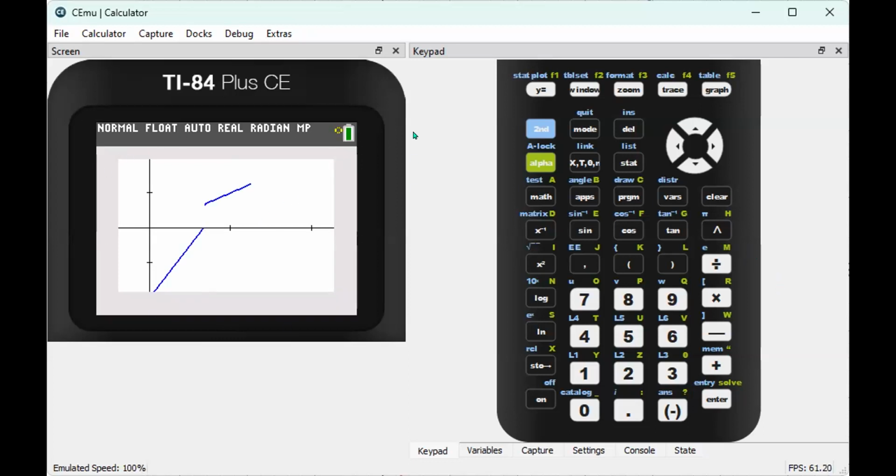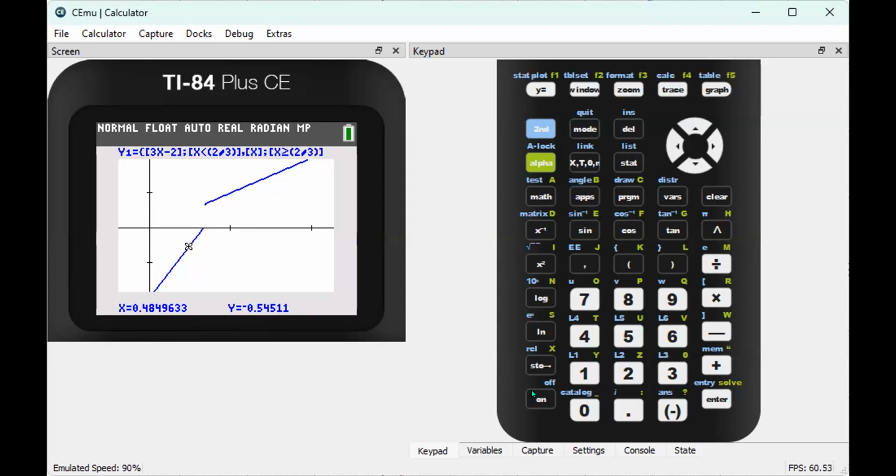Okay, that's Zoom Box. Very good. You can press trace now, then you can find the different values of this point. So it's very, very slow. Okay, I will use decimals if I can. Okay, piecewise function.